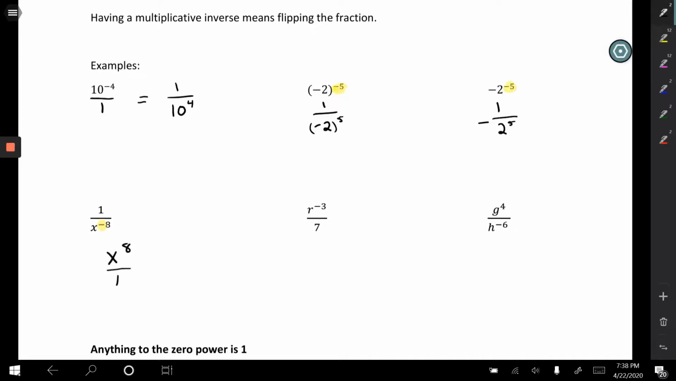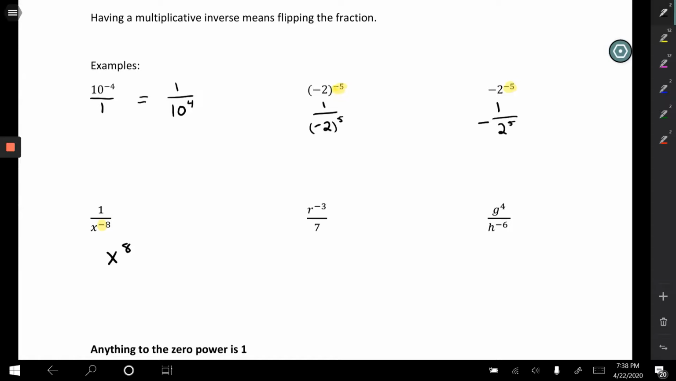So if it starts on the bottom, we're going to do exactly the same thing. We're just going to move it to the other side of the fraction line. That negative exponent means it's on the wrong side. Okay, so I move that guy up to the top. Do I really need to write that it's over 1 power? Absolutely not. If you do, it's not wrong, but it's totally not necessary.